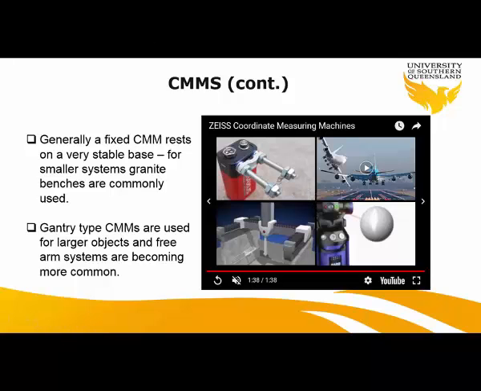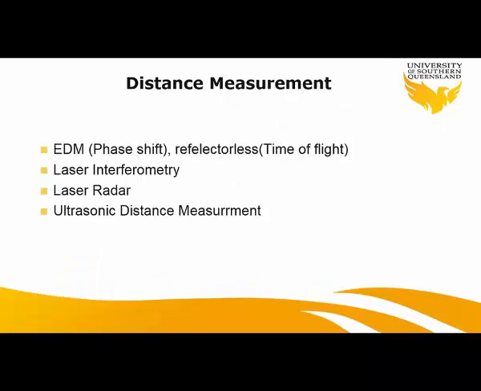Okay, let's move on. That was measuring the coordinates directly without means of distance or angle measurement. You just had a probe that gives you the coordinates. But we also have different methods for distance measurement.